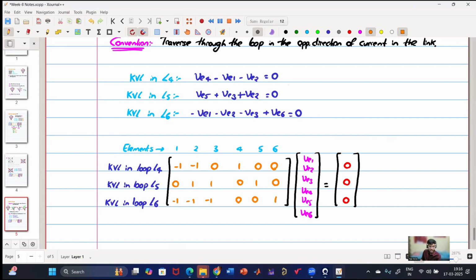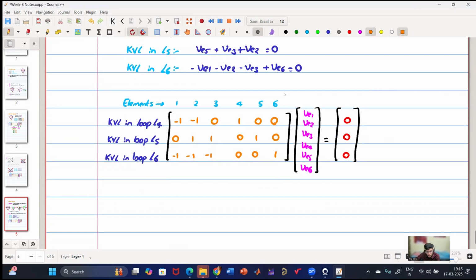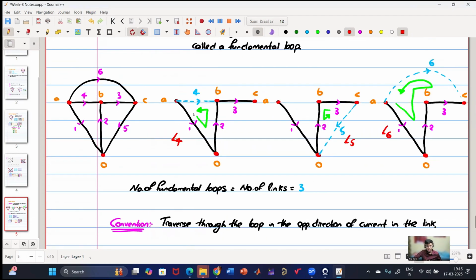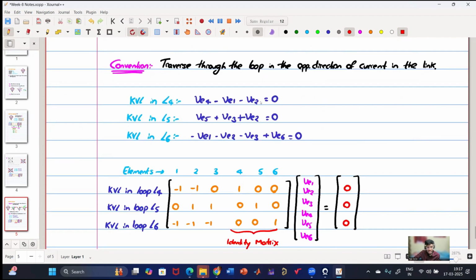So now if you see, the loops are for element 4, 5, 6, right? L4, L5, L6. So if you see this matrix, you will notice one very important thing. This is a unity matrix, right? Agree? Yes, sir, unity, identity matrix. So, like you have asked, sir, if we go in the clockwise direction or the anti-clockwise direction, both will result in the same expression.